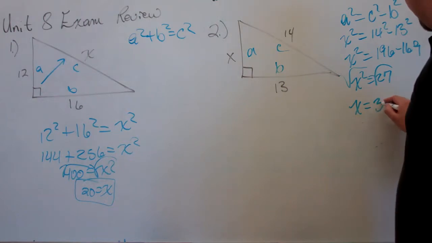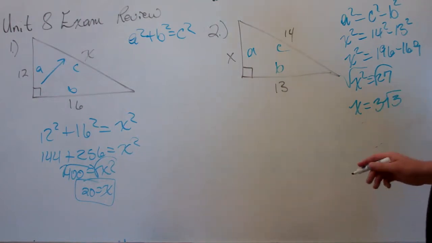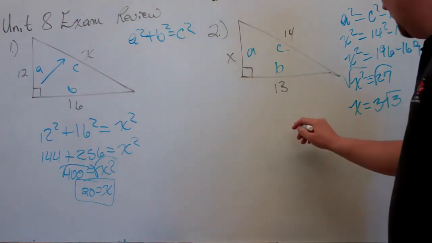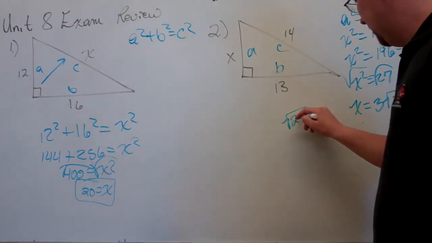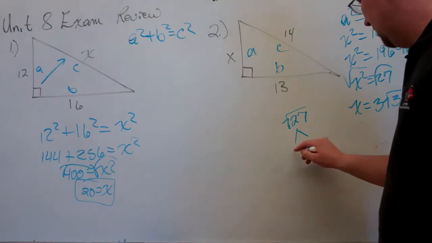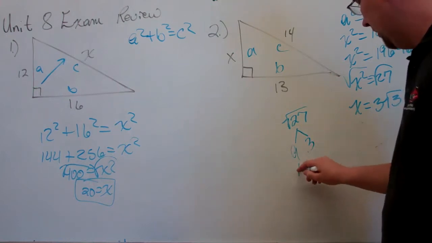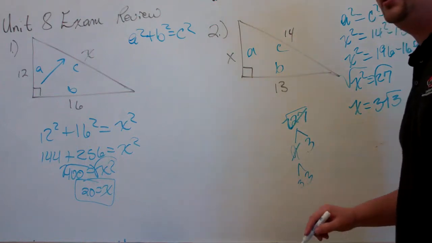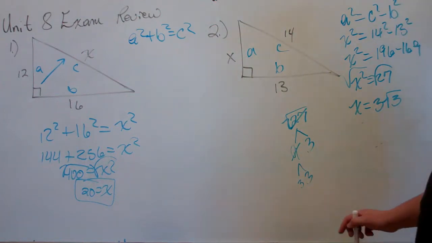x equals 3 square root of 3, because it says leave it in simplest radical form. How I did that, I took the square root of 27 and factored it. Well, 27 will factor into 9 and 3. 9 factors into 3 and 3. Since I factored 27 into 9, I can't use them anymore.